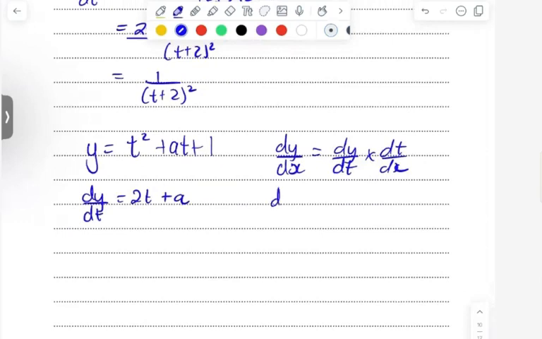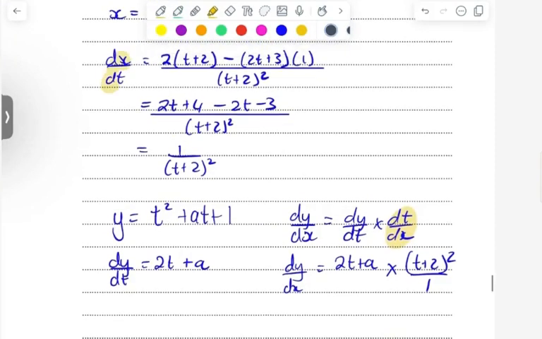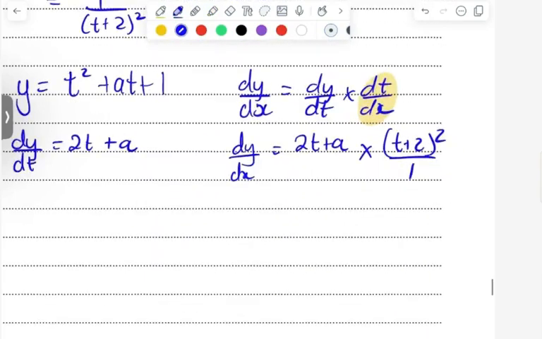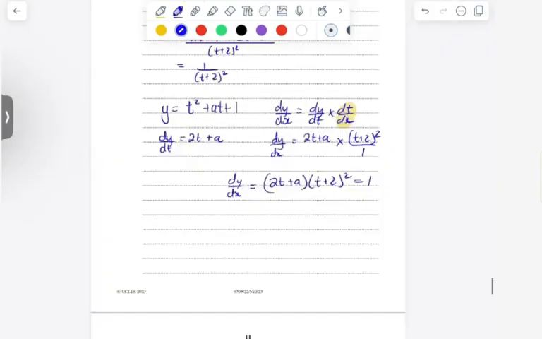Okay, so our dy over dx is going to be 2t plus a, and then I'm going to flip this upside down, because I'm looking for dt over dx, not dx over dt. You just have to flip the whole thing. Okay, so we've got 2t plus a times t plus 2 squared. And now that's our dy dx. And we know that we want it to be equal to 1.